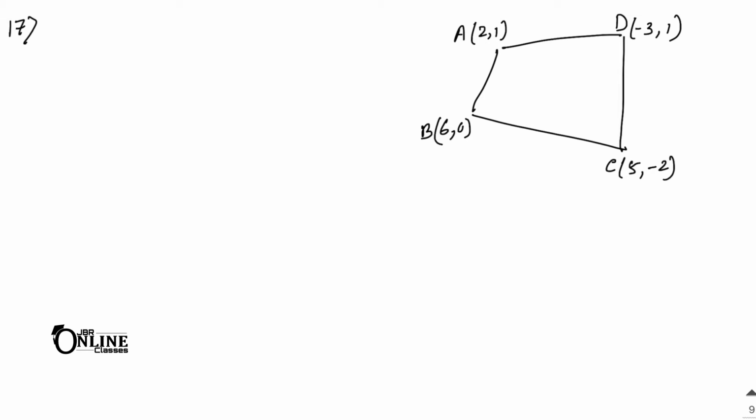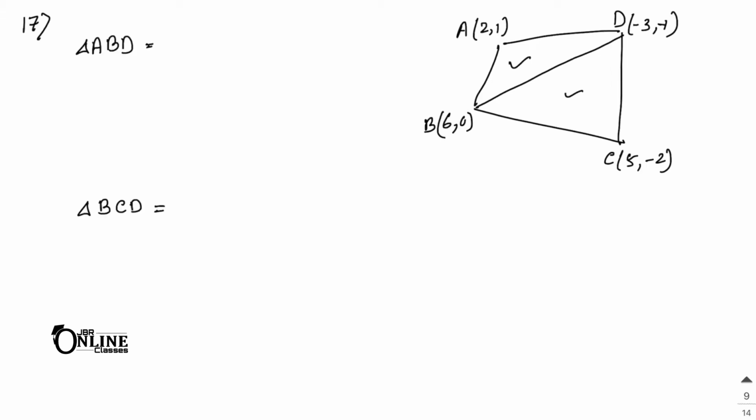Okay, now here if you join this portion, that means BD, then the first one will be a triangle and the second one also a triangle. Remember that. So in that case, if you want to find out the area of the whole quadrilateral, you have to find out the area of these two triangles and then add them.